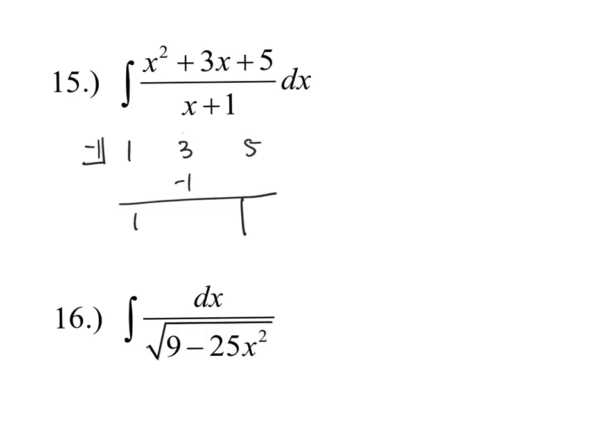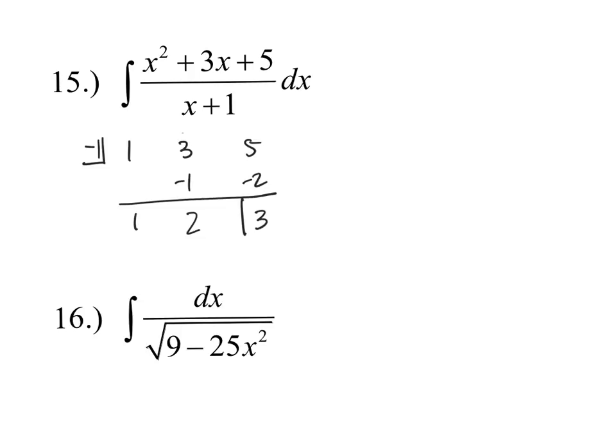Then your next step is to add. This is different from long division. You add this next step. So we take 3 plus -1, which gives us 2. And now we're going to multiply, start the process over again. -1 times 2 is -2. So we'll write that here. And then we'll add 5 and -2 and get 3, which is our remainder.